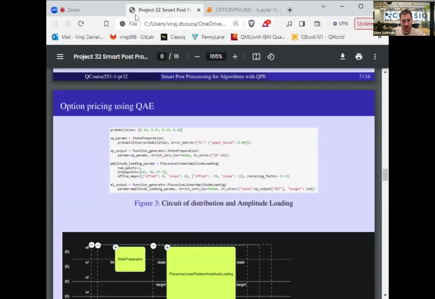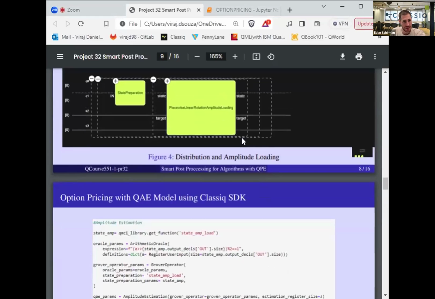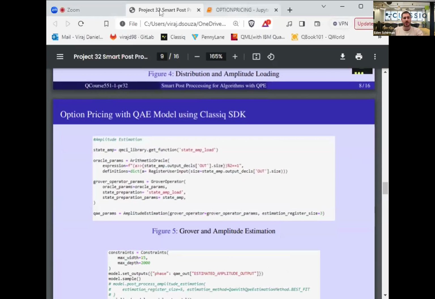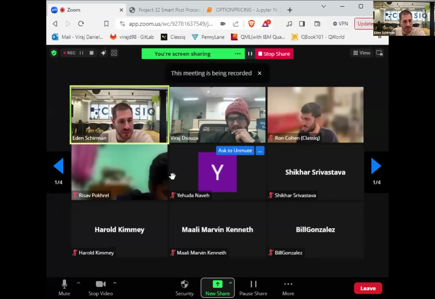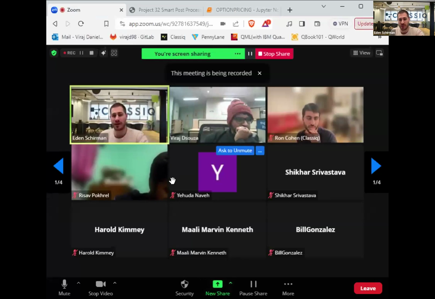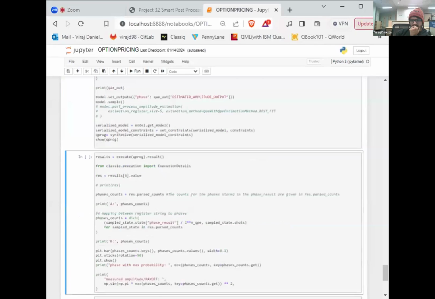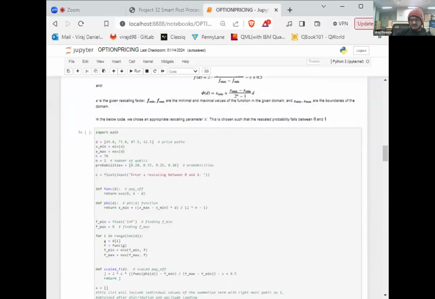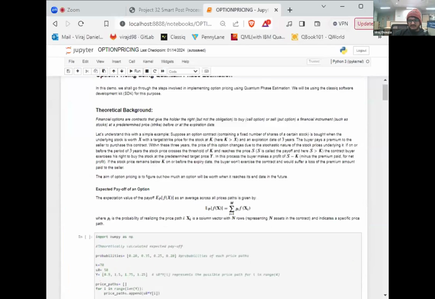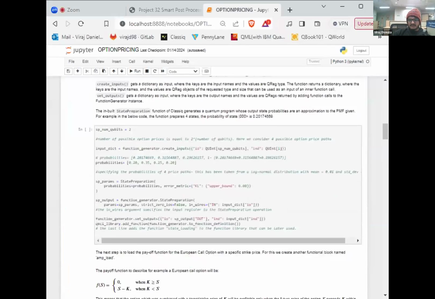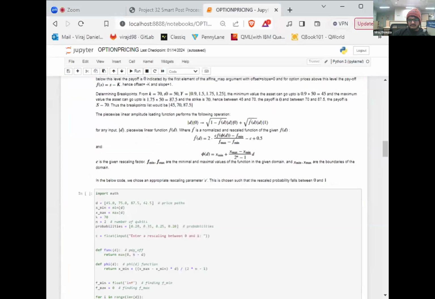Okay, great. So very nice, and I think it's a great implementation. And if I've seen correctly, the tutorial that you're writing uses the whole SDK of Classiq. Correct. Here also you can see that I've built everything from scratch. I've not used the built-in option pricing function.